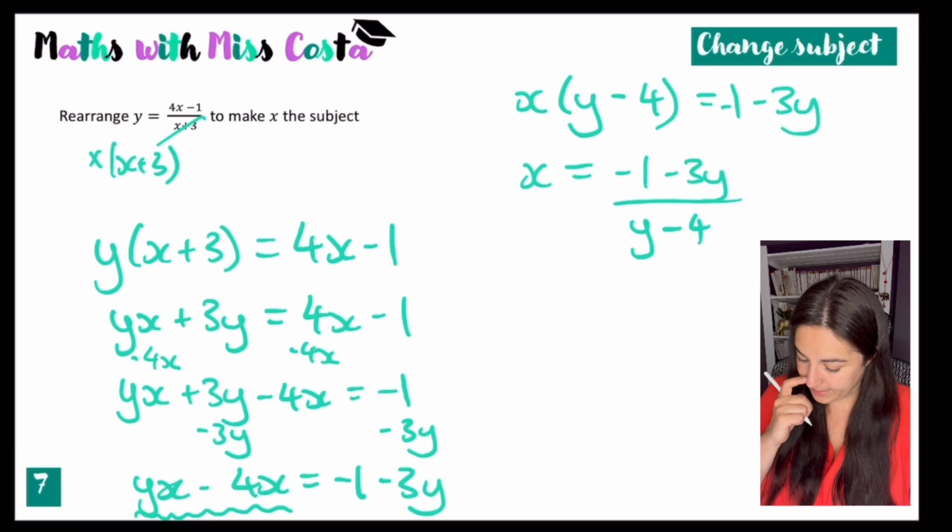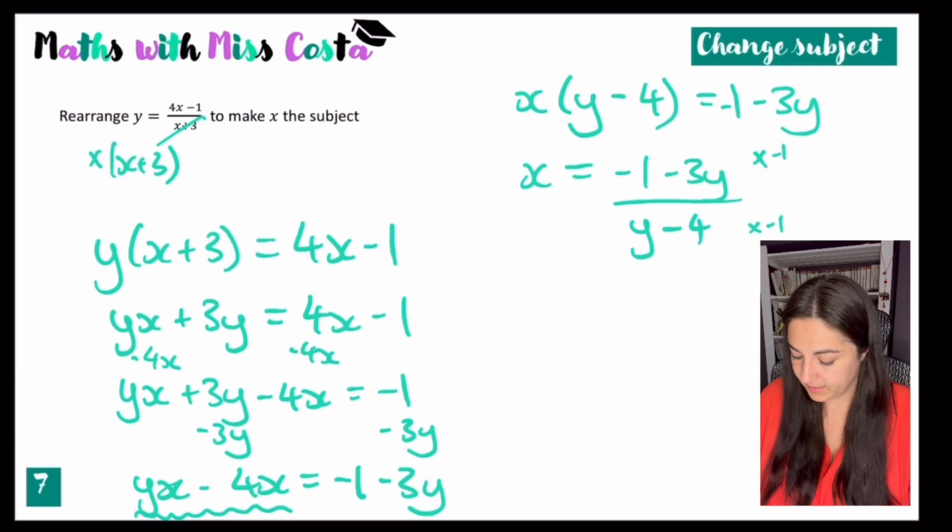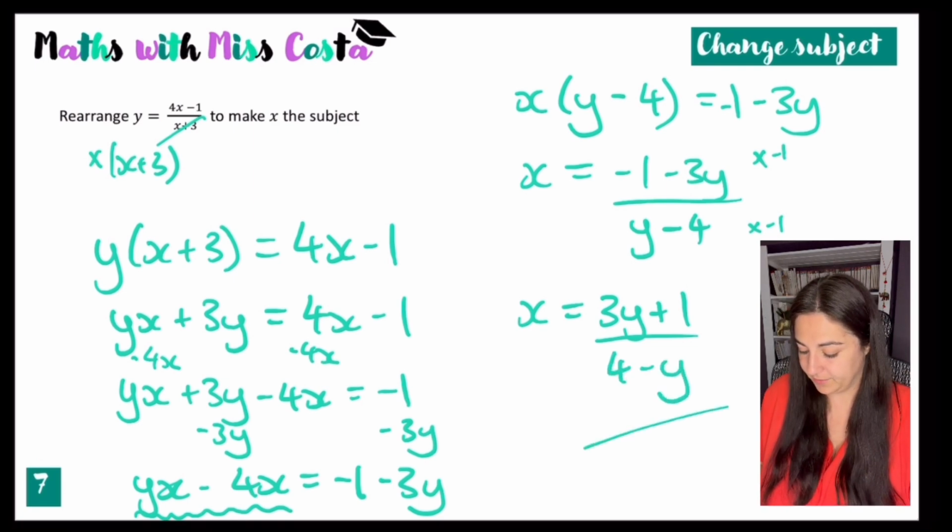Now, it's never really nice to leave something as a negative. So what we could do is multiply both parts of your fraction by -1. So x would be 3y plus 1, or 1 plus 3y, over 4 take y. And that's your final answer.